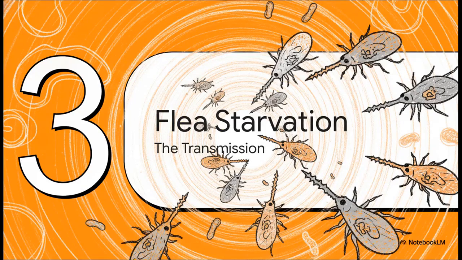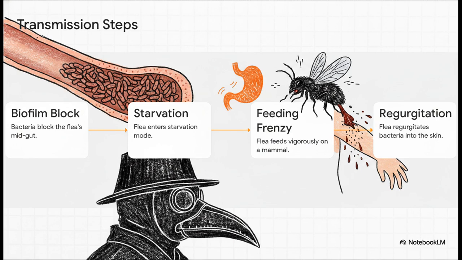Part 3. The flea's starvation strategy. So, zooming right into the gut of a rat flea, where this invasion actually begins, the bacteria literally weaponize the flea's hunger. It's crazy. Inside the insect, Yersinia pestis produces a biofilm that completely blocks the flea's digestive tract. The flea actually feels like it's starving to death, which forces it into a total feeding frenzy. It violently feeds on a mammal, like a human, but because its gut is blocked, it can't swallow. Instead, it regurgitates the sucked blood, along with a massive payload of those blocking bacteria, directly into the skin of its victim. The heist has officially begun.